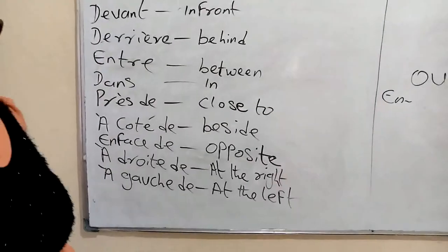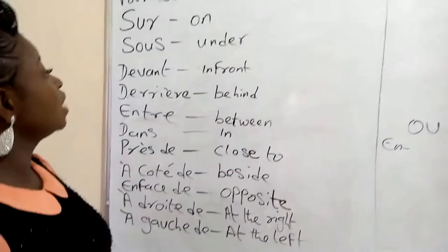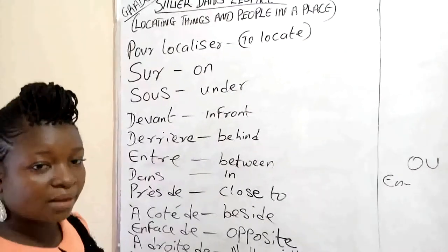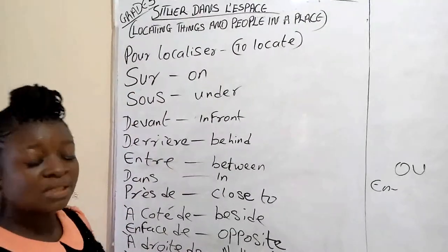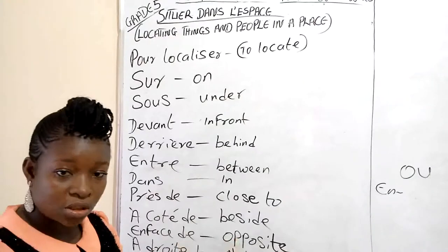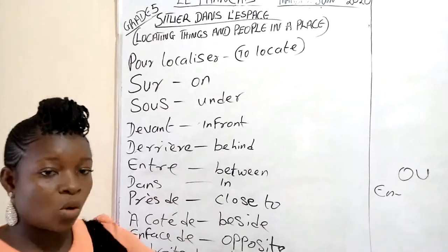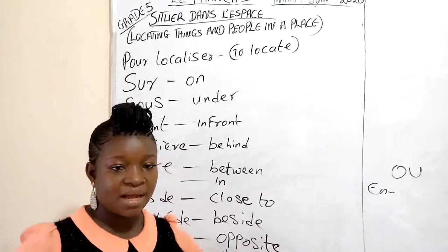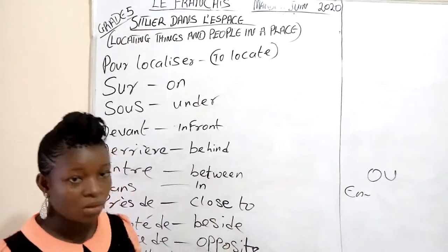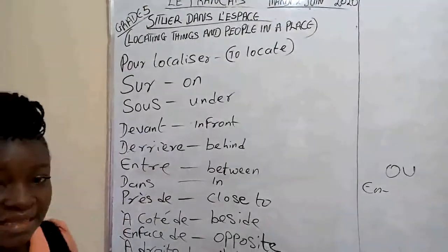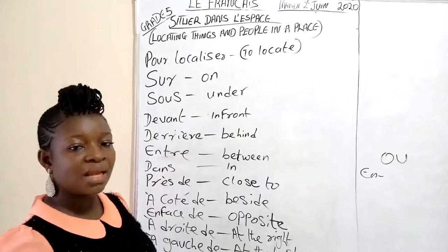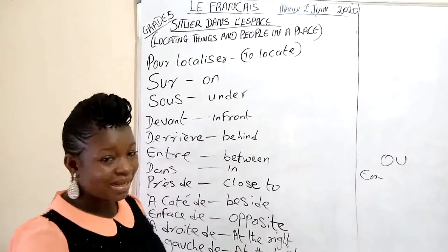Let's look at this again before we go to those articles I talked about. The first one is sur, which means on. So locating things and people in a place, we have to look at all this. Is it on top? Is it under? Is it inside? Is it in front? Is it opposite? Is this man opposite this man? Is this table opposite this table? Or is the pen inside, under, or on the table? That's all we are doing here. Sur la table, on the table. That's what we're going to be looking at.